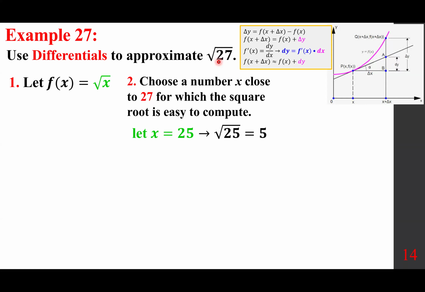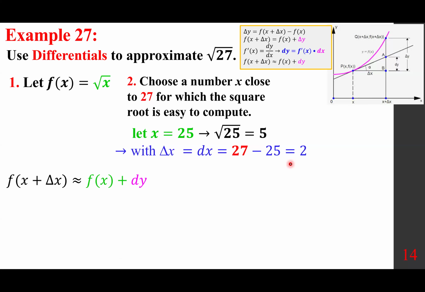So we want to go from 25 to 27. So 27 minus 25 is dx or delta x, which is positive 2. It's important to understand, it's positive 2. If you want, again, square root of 24, dx would be negative 1. I've mentioned that a number of times by now. And so f of x plus delta x is f of x plus dy. We are using this approximation where f of x is square root of x, but dy is missing.